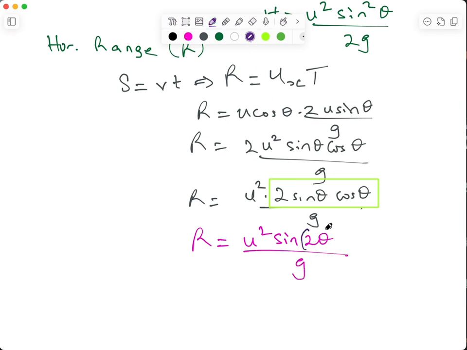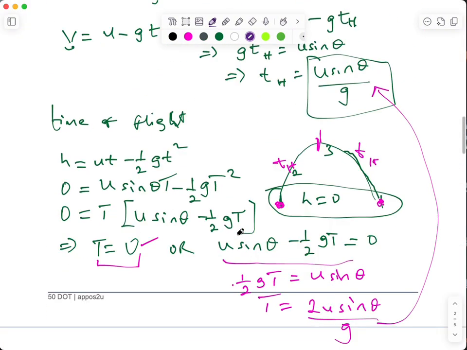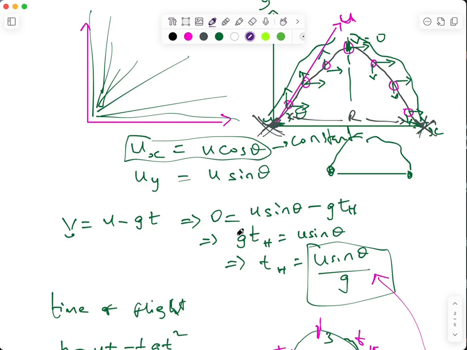It means you multiply the theta by 2 first, then you find the sine of that angle. Unlike sine squared theta, where you find the sine of the angle, then you square it. So this is the formula for the range of a projectile motion, and these are the major components of the projectile motion. Take note of every important detail I've put up right here.